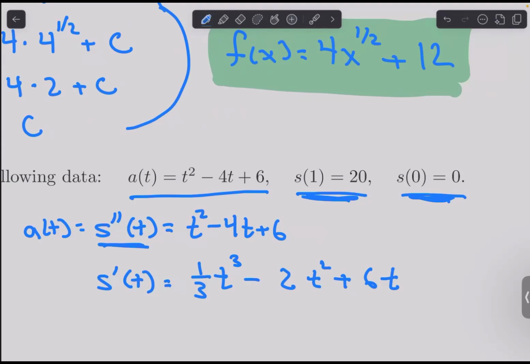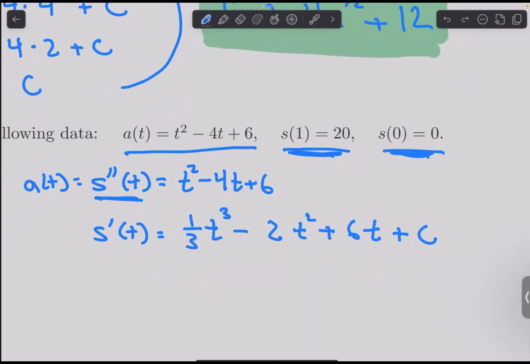And again, technically there's plus a constant, and we'll need to solve for that a little bit later, but I don't have any information to plug in right now about what happens for s prime of t, or velocity. I have 2 pieces of information that are both related to position. When I plug in 1, I get out 20, and when I plug in 0, I get out 0. So that being said, I'm going to need to do one more antiderivative to get something about position. So let's do this one more time.